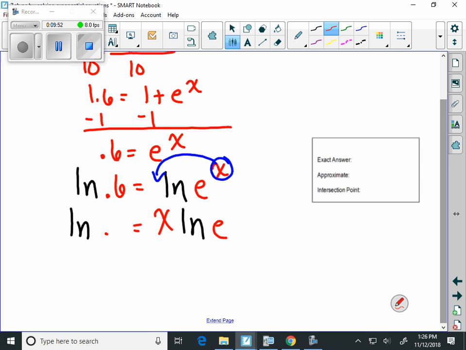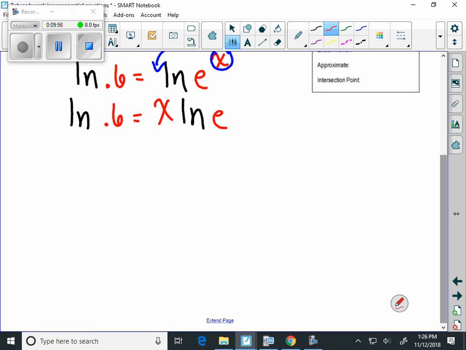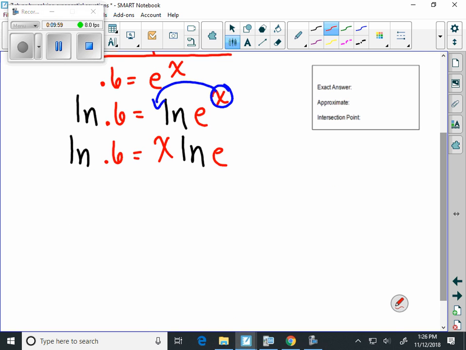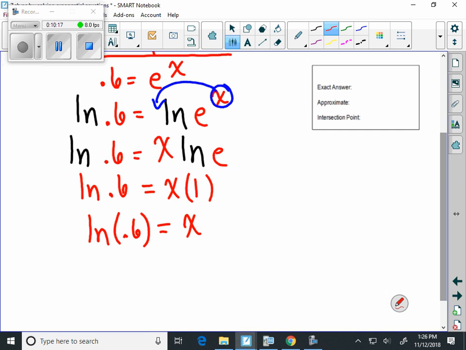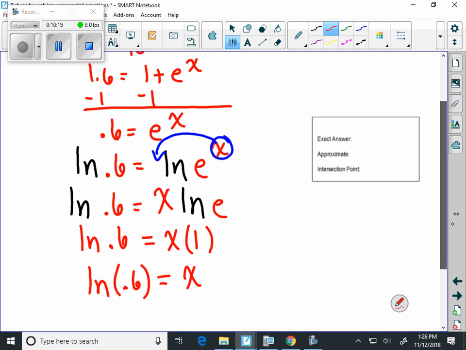And a reminder, you can type it in your calculator, but you don't need to. The natural log of e is simply 1. So this is x times 1 equals the natural log of 0.6. Well, x times 1 is just x, so natural log of 0.6, I'm going to write it just a little bit better. Natural log of 0.6, that's our exact answer.